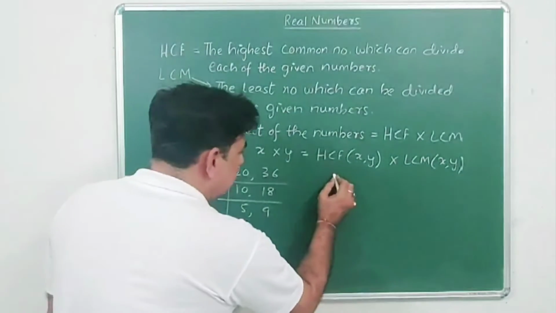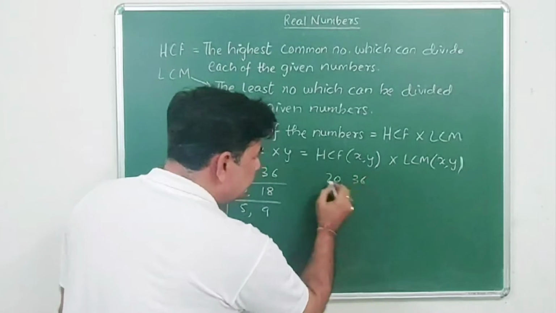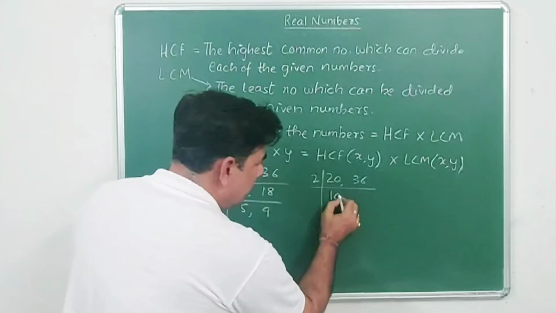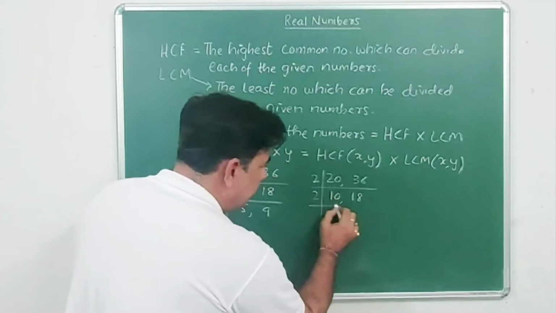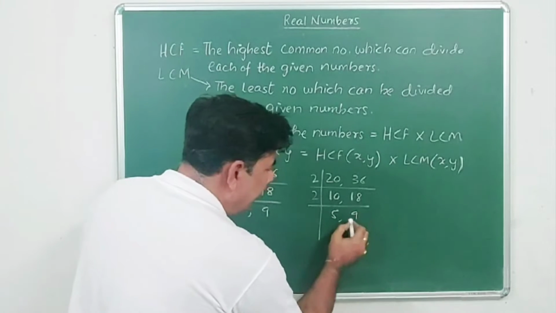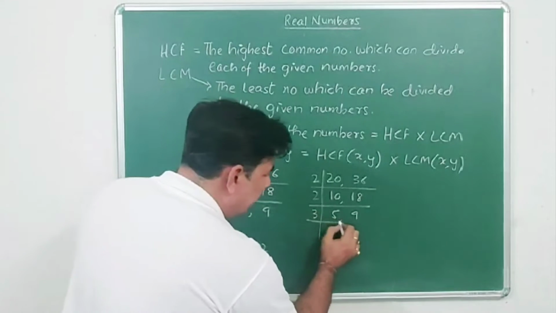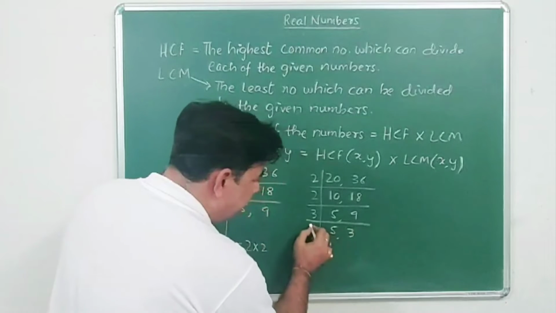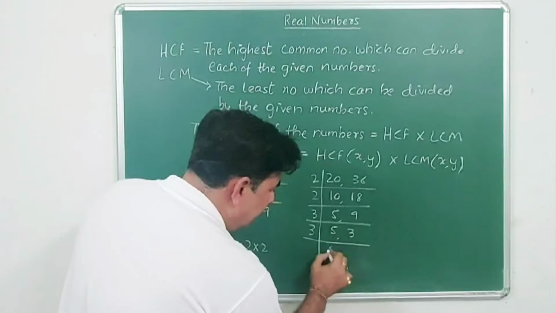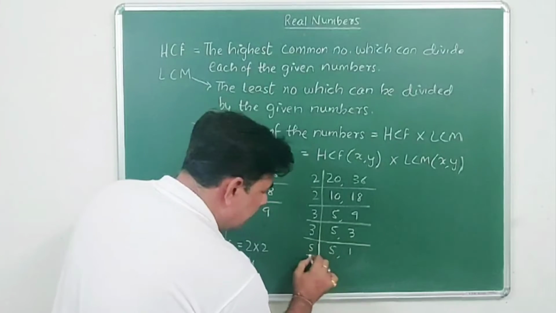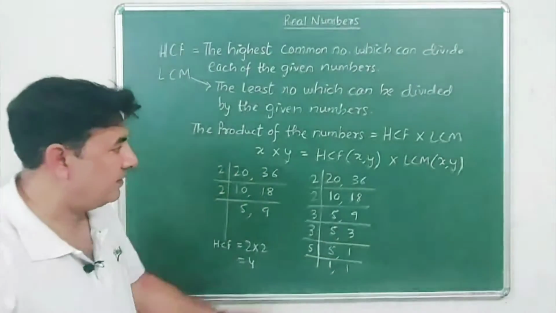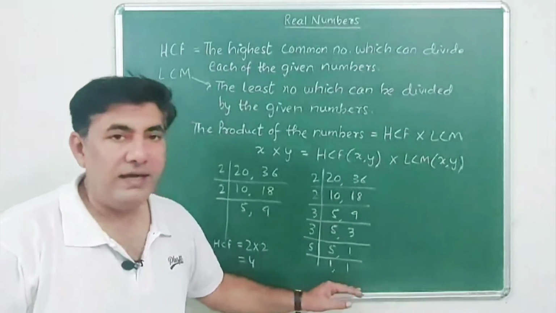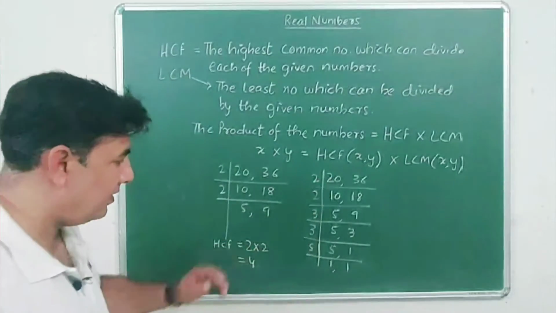Now let's see how to find the LCM of both the numbers. First, both are divisible by 2, so you get 10 and 18. Again divisible by 2, you get 5 and 9. Now 9 is divisible by 3, leave this 5 as it is, you get 3. Again 3 is divisible by 3, and then 5. So you must keep on dividing the numbers until you get 1 as the remainder.